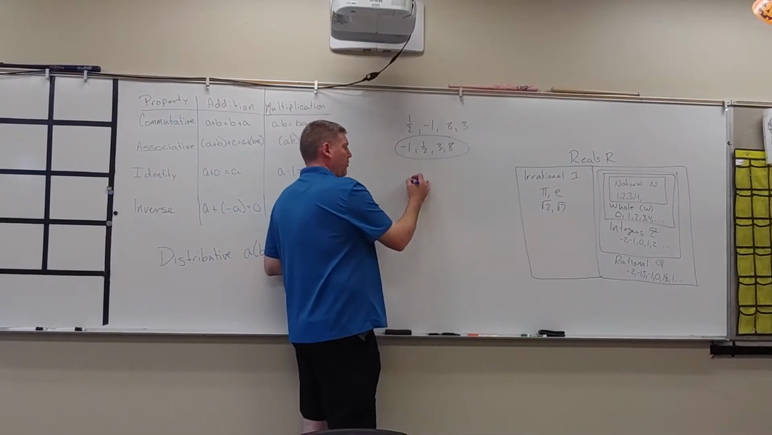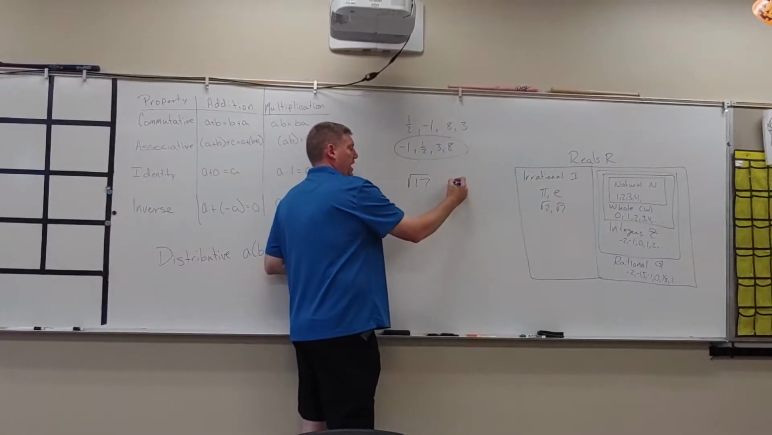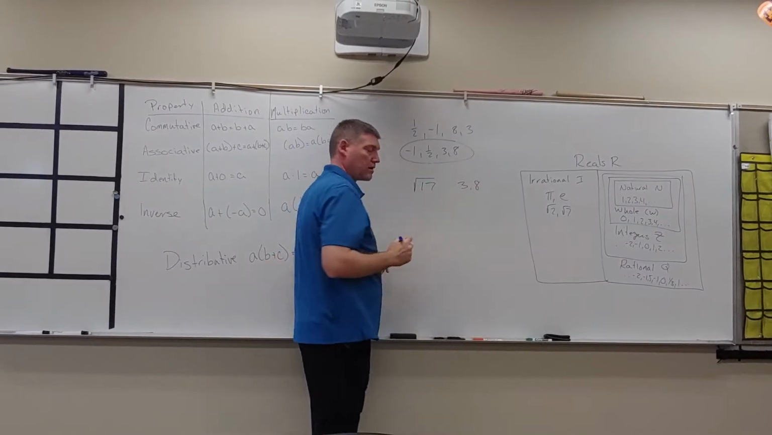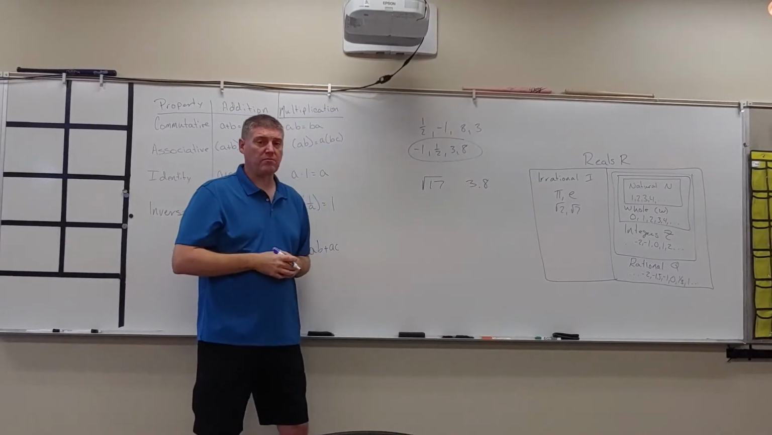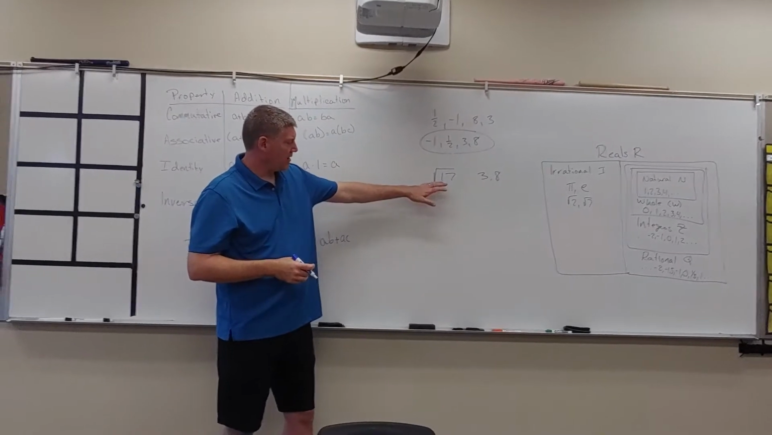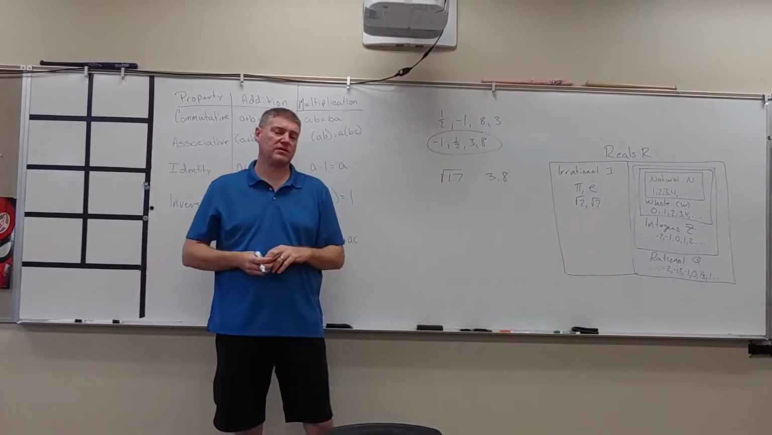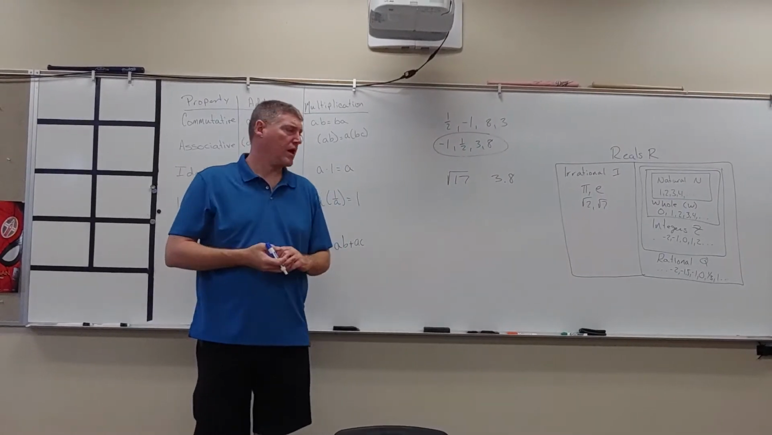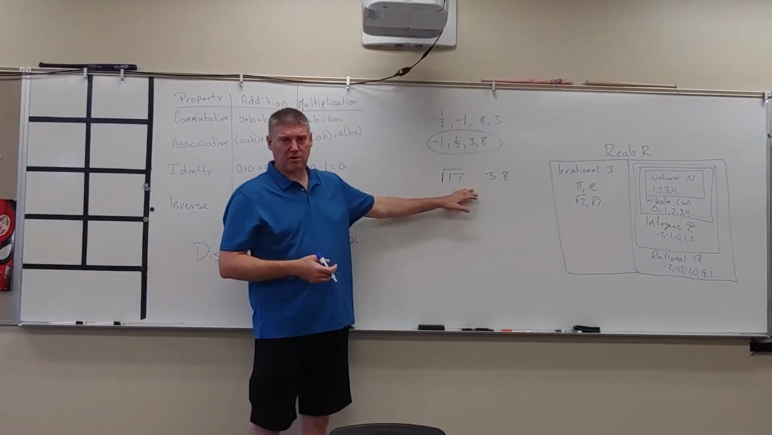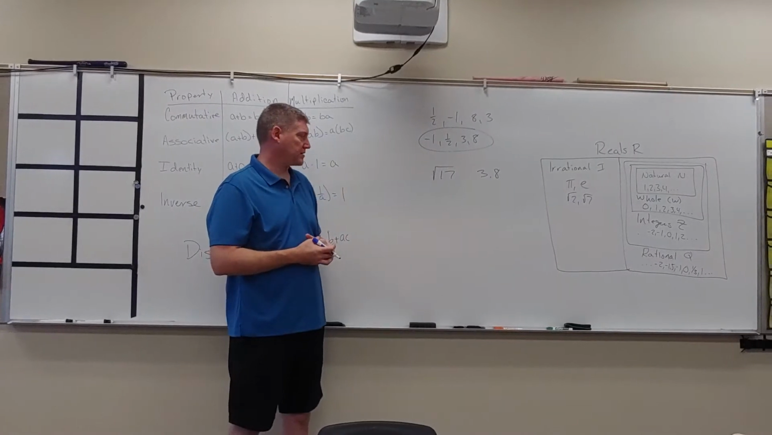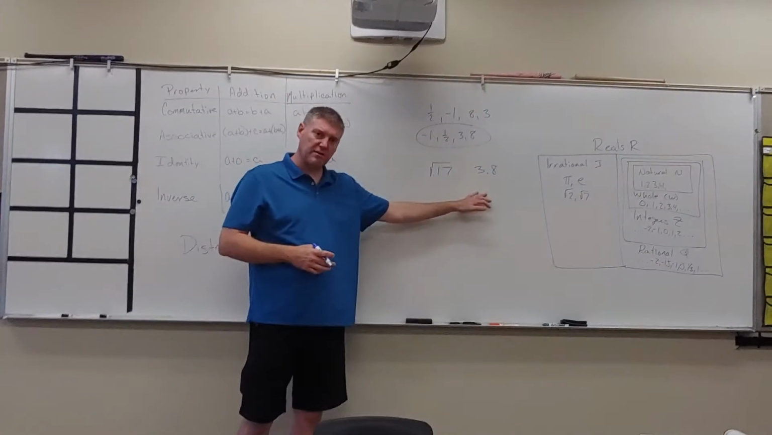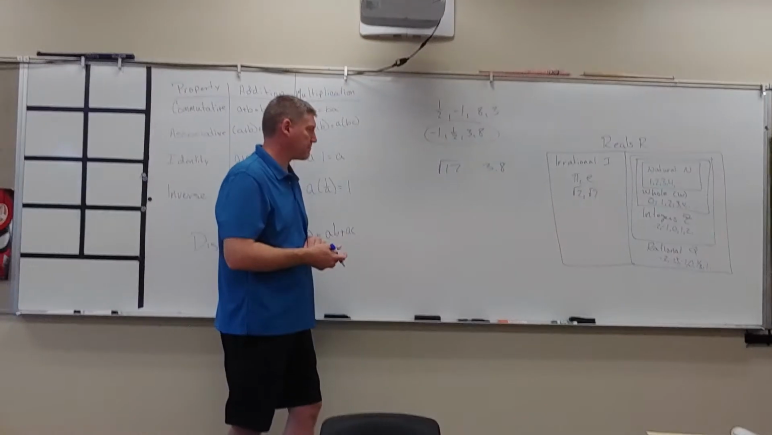Since we have order, we now can compare. I can compare two numbers. Here I have the square root of 17, and I want to compare that to 3.8. Now, I may not know what the square root of 17 is, but I can still get a comparison because I'm going to use some mental math.